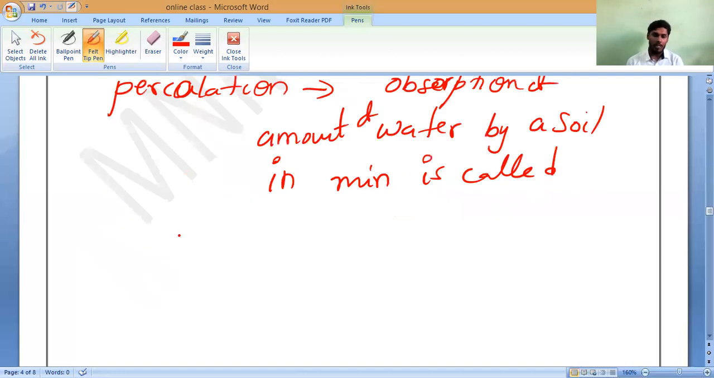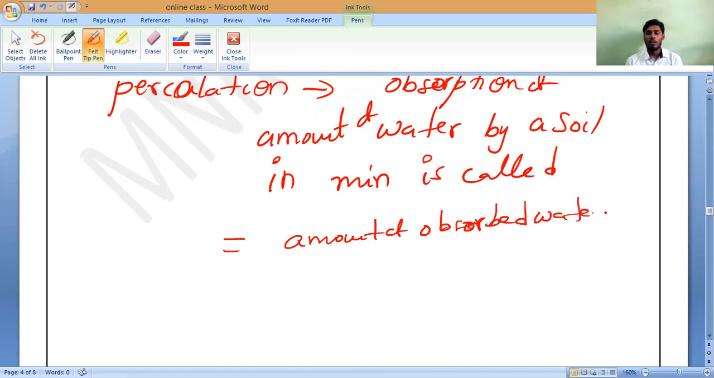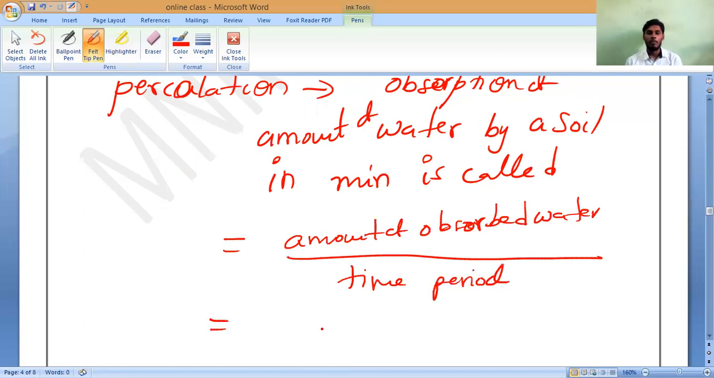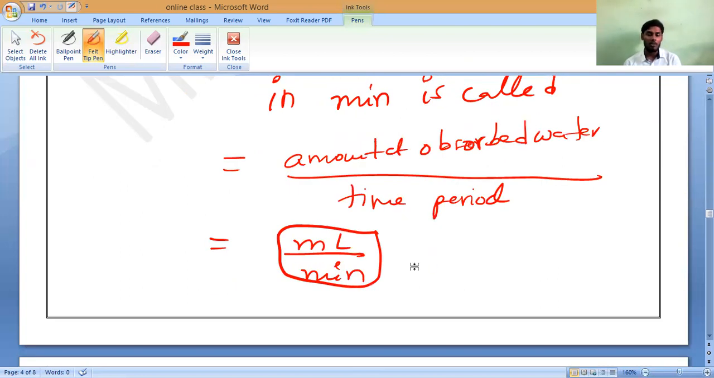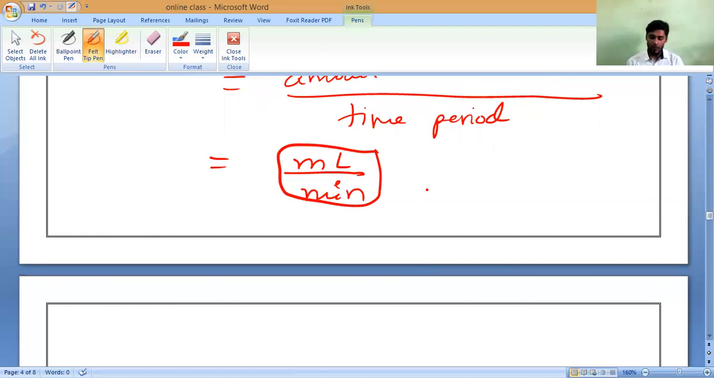So the formula will come like this: percolation rate is equal to the amount of absorbed water in milliliters divided by the time period, which is milliliter per minute. That is what we call milliliter per minute. As we know, different soils have different percolation rates. Is it yes or no? Different soils have different percolation rates.